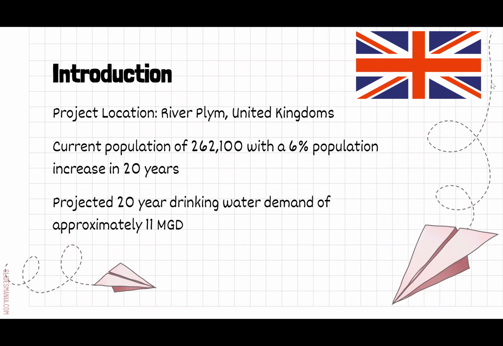So the City of Plymouth, England has tasked Team 3 to design a water treatment plant to meet the increased potable water demand of the population in 20 years. Plymouth currently has a population of 262,100 people, and it is estimated that the city will grow by 6% in the next 20 years to a population of 277,826 people. The projected 20-year drinking water demand is approximately 11 megagallons per day, and the project location is at the River Plym in the United Kingdom, which is a freshwater river with multiple tributaries. Next, Jamie will be talking about the first step in our water treatment plant design.